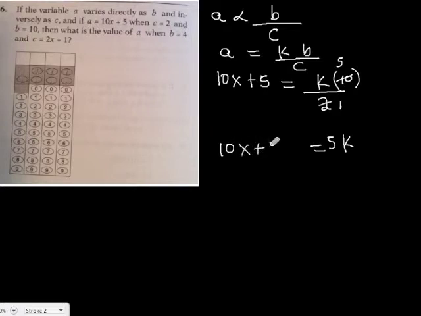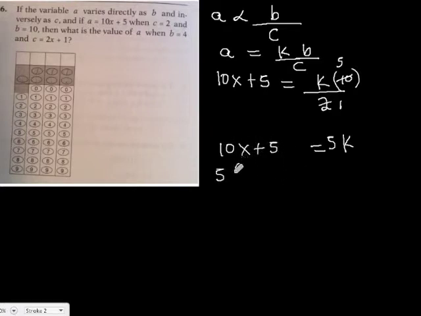So rewrite it as an equation, a is equal to k b over c. And then plug in the information that you're given. So you know a is 10x plus 5, and you know c is 2, and b is 10. So the next step would be to calculate for k. And you can see that you can reduce this to 5. So the whole equation is 5k is equal to 10x plus 5.